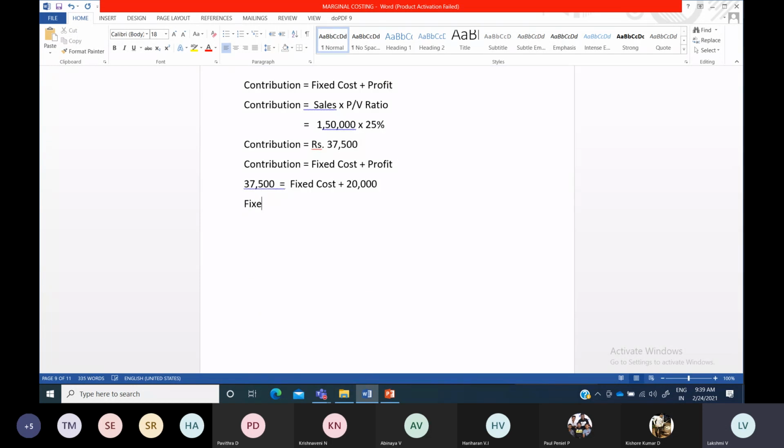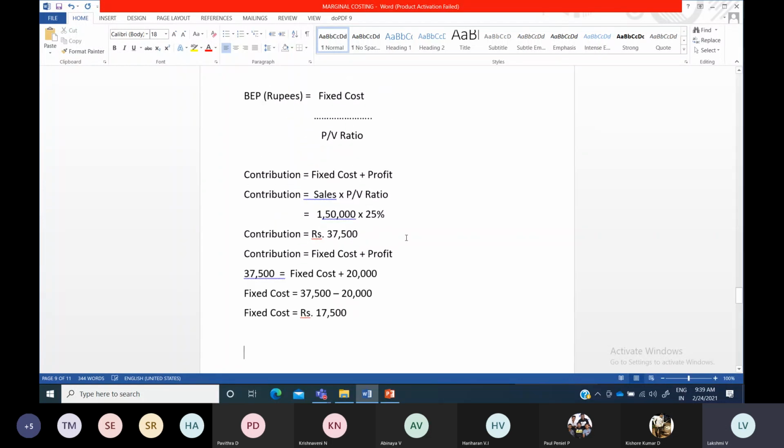Now find out fixed cost. This 20,000 will go to this side, so 37,500 minus 20,000. Now the fixed cost amount is, in rupees, subtract these two things. 37,500 minus 20,000, if you do, you'll be getting rupees 17,500. Just check whether you are also getting the same answer. This fixed cost amount is 17,500.